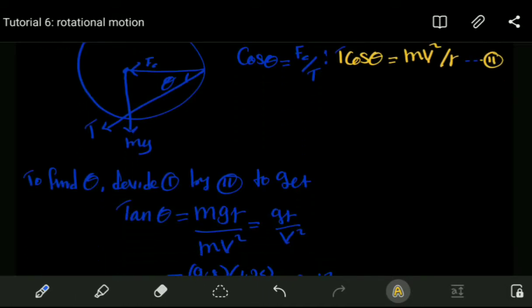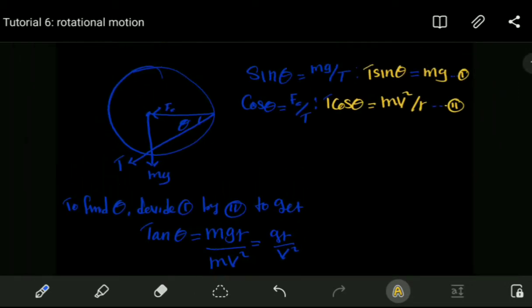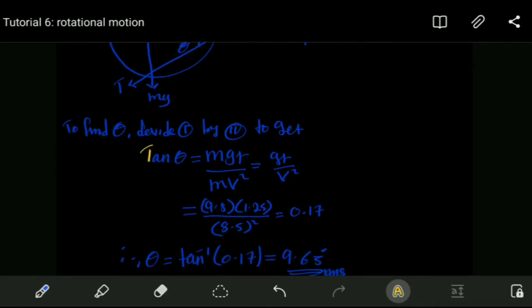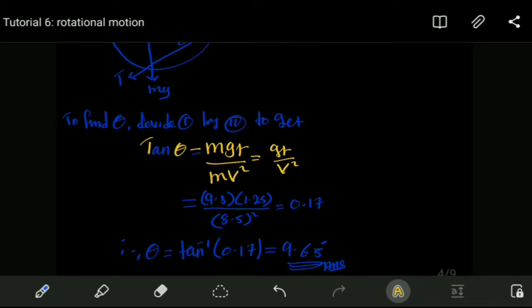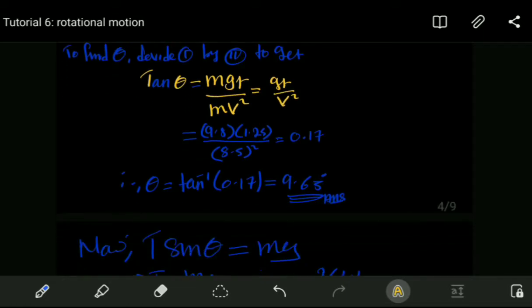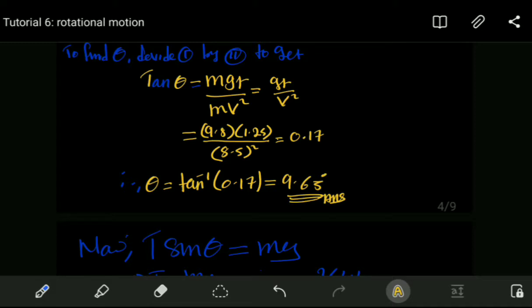So we want to find the angle it makes. We are going to divide the two equations, equation 1 divided by equation 2, and we'll get tan theta giving us mgr over mv squared, and further giving us gr over v squared. So we have g, we know what the radius is, we know what the speed is, we have tan theta giving us 0.17. To find the angle, we're going to get the inverse of the tangent, and we're going to find our angle as 9.65 degrees.